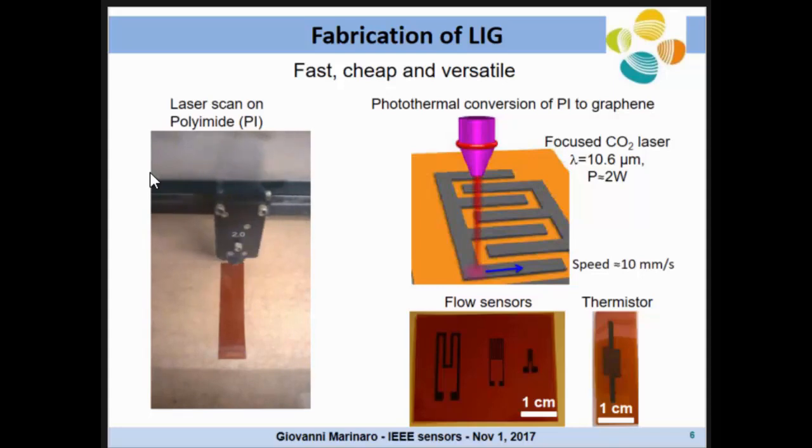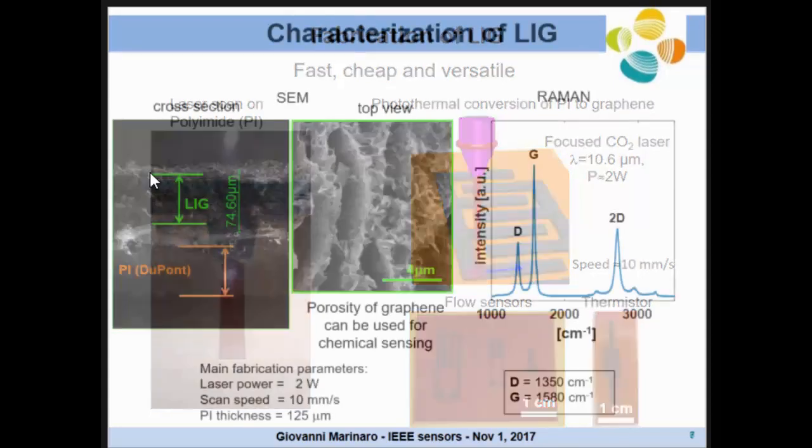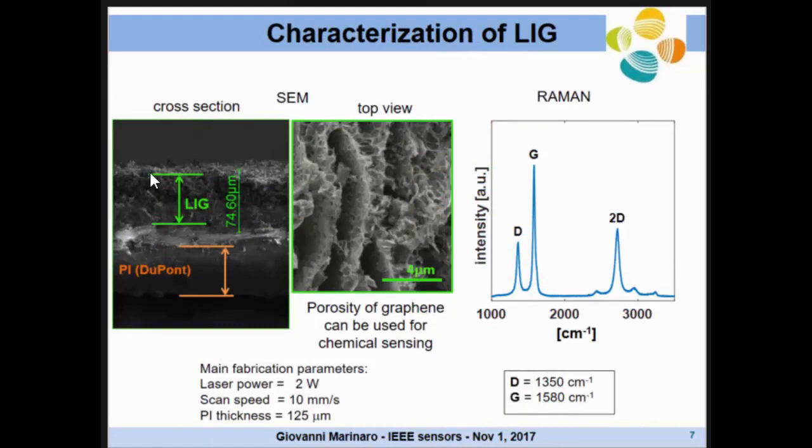And this is the characterization of the laser-induced graphene. We can get a thickness of roughly 75 micrometers, and it's obtained on a PI film that we can buy from a company, originally 125 micrometers thick. As you can see from the top view, this material is extremely porous, so it can also be used as a gas sensor, for example, by exploiting the interaction between the carbon and other molecules.